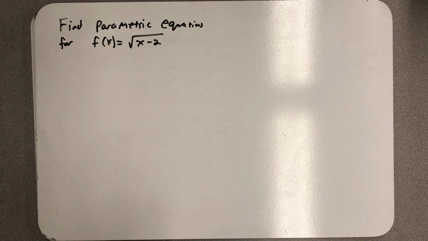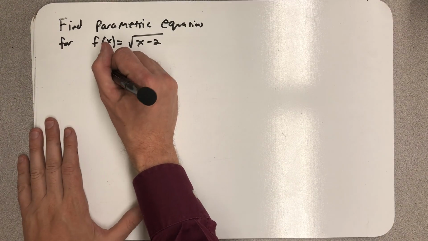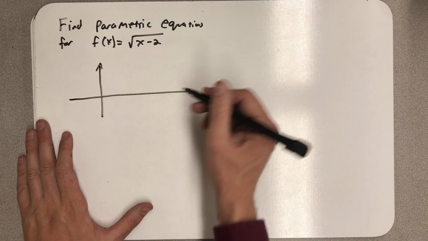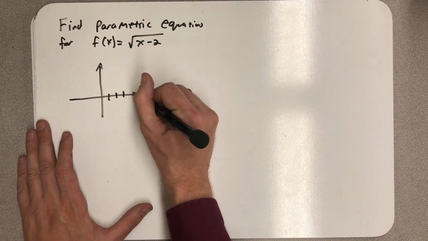In this video, I want to talk about how to parameterize a function. Particularly, I want to find parametric equations for f of x equals the square root of x minus 2. Well, I know what that graph looks like, right? It's the graph of a square root function shifted to the right 2 units.